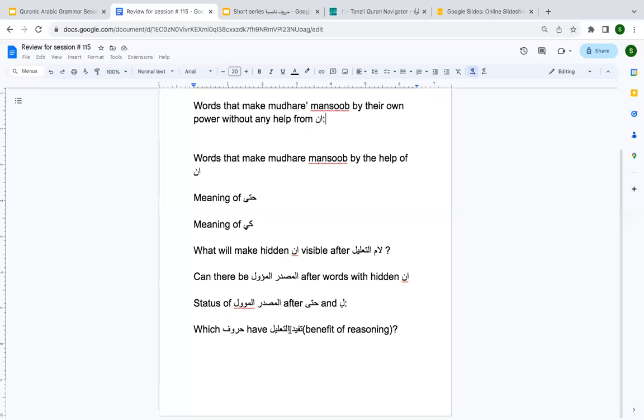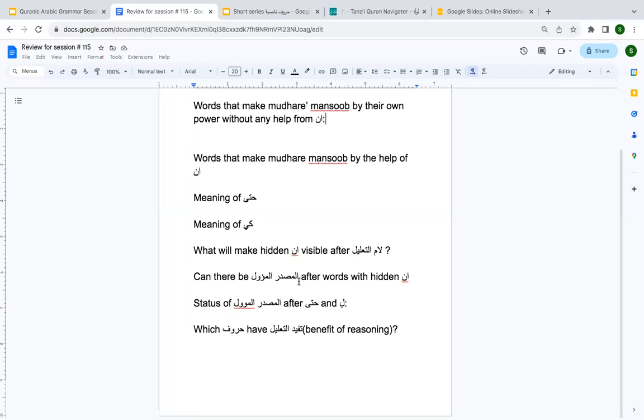Lamu ta'alil. Its name is ta'alil. So will it have a benefit of reasoning? Yeah, because it has the same meaning as kai, right? Lamu ta'alil shares the same meaning as kai. I'm telling you them separately because sometimes they can be seen together in the Quran, like li kai, and sometimes you will see them separately.